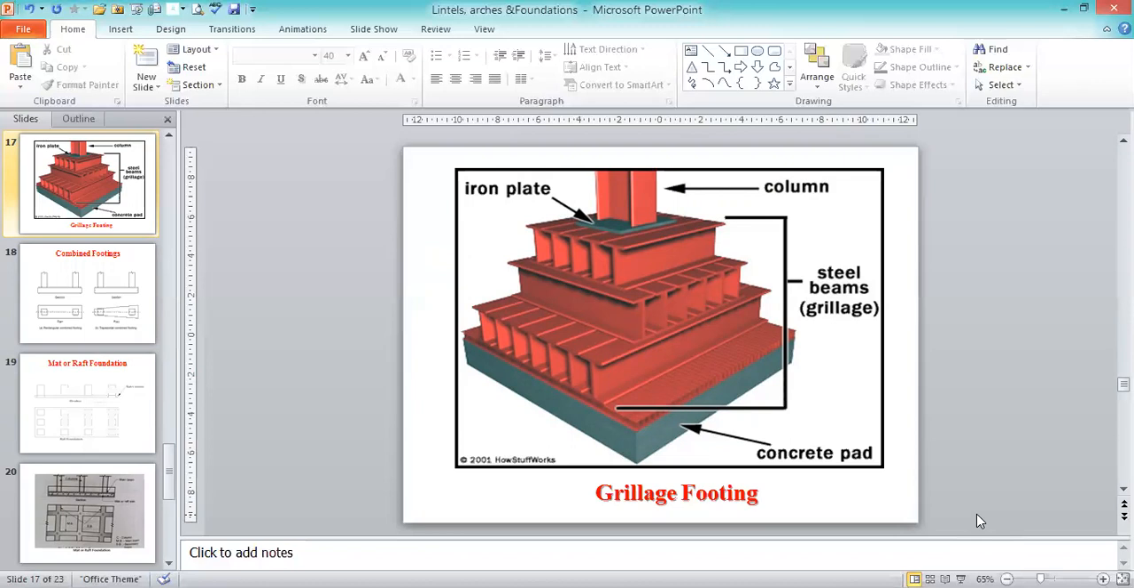This will have completely steel members. We are going to use steel beams as the grillage, columns and iron plate. The entire components will be steel components. No concrete elements are provided; entirely steel elements are provided.